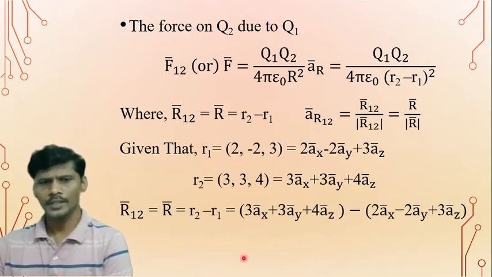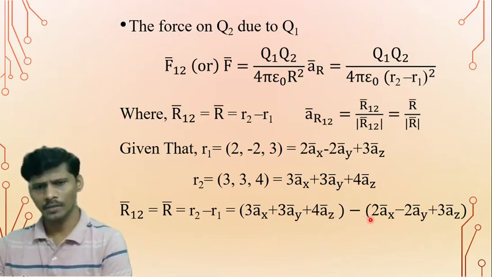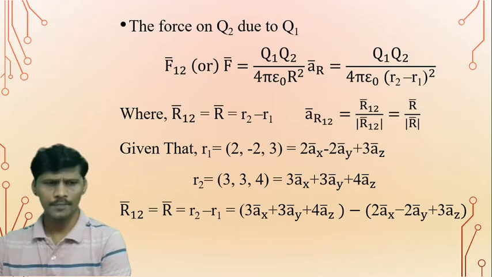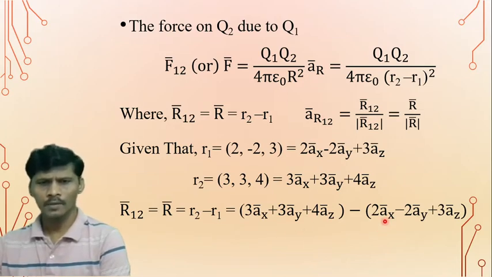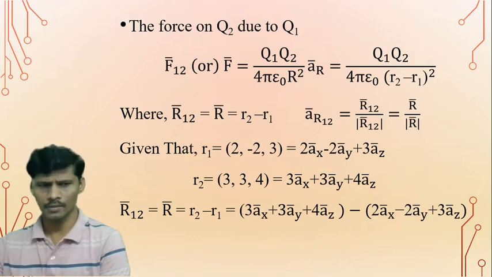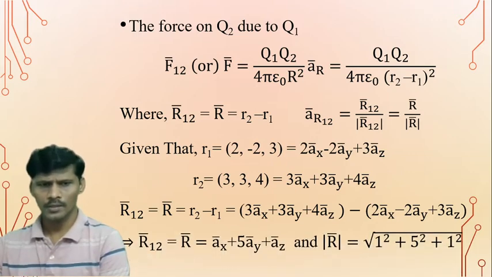is equal to 3ax bar plus 3ay bar plus 4az bar minus of 2ax bar minus 2ay bar plus 3az bar. 3ax bar minus 2ax bar is ax bar, 3ay bar plus 2ay bar is 5ay bar, 4az bar minus 3az bar is az bar. So therefore r2 minus r1 is equal to ax bar plus 5ay bar plus az bar.